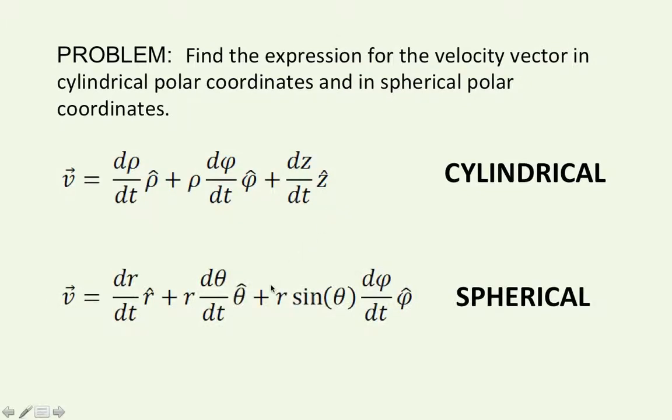For spherical polar coordinates, the velocity vector starts out pretty similar to the velocity vector in polar coordinates. Again, you've got dr dt r hat plus r d theta dt theta hat. Now remember, theta is that polar angle. This last term is a little bit more difficult to understand. We've got r sine theta d phi dt phi hat. But remember, this r sine theta is really rho. And in cylindrical polar coordinates, this is rho d phi dt. So really, these terms are completely equivalent.